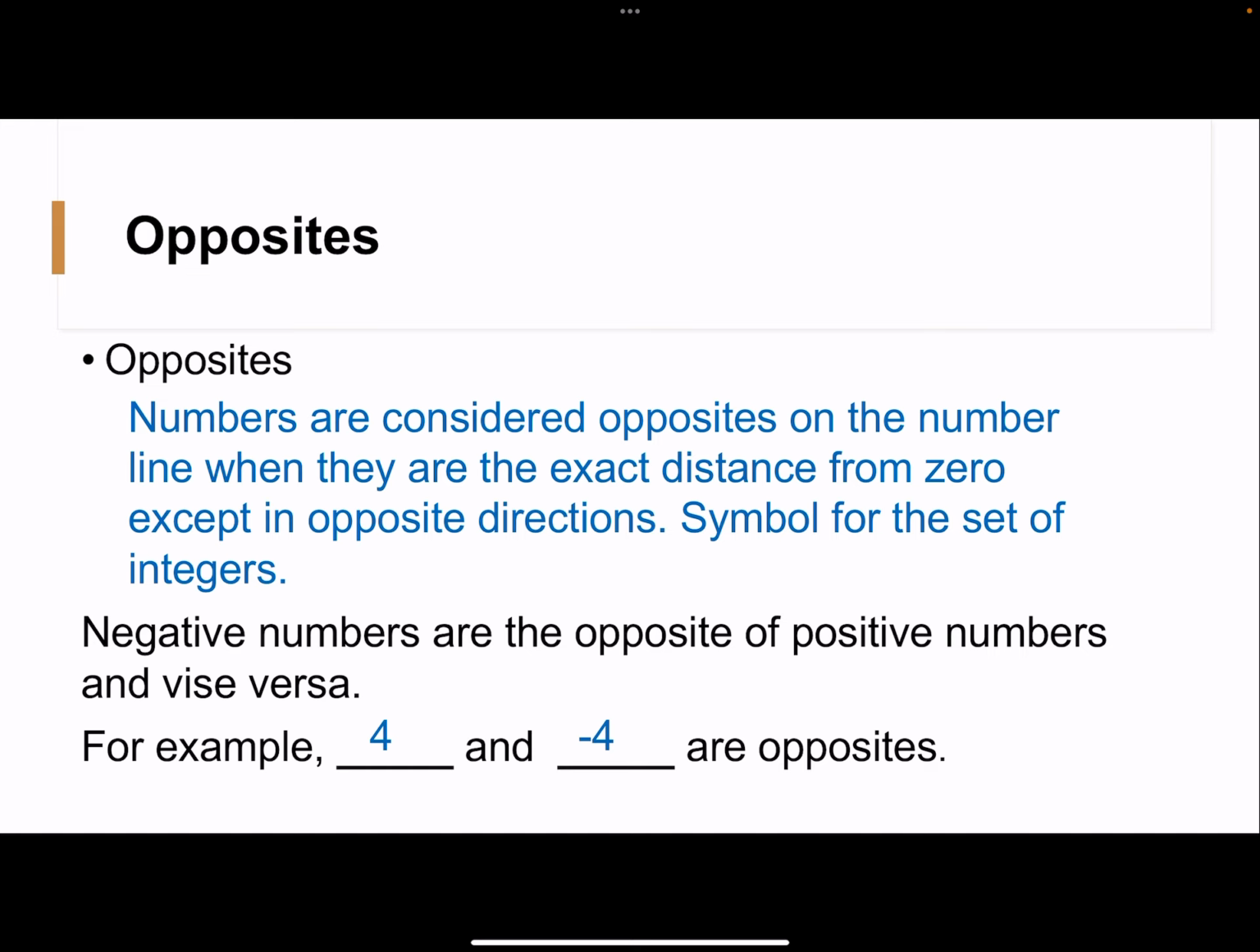And so you'll spend a little time when you're talking about integers, especially because integers deal with the whole numbers and all of their opposites. You'll take a little bit of time when you're teaching this to teach students how to find the opposite of a number.